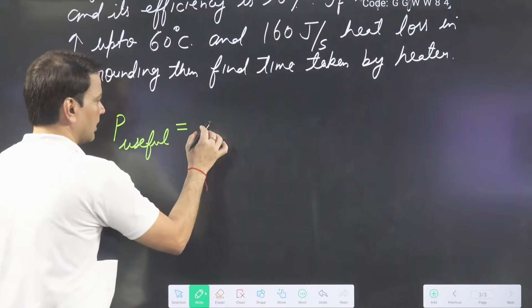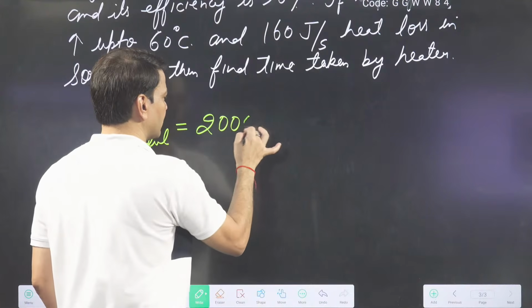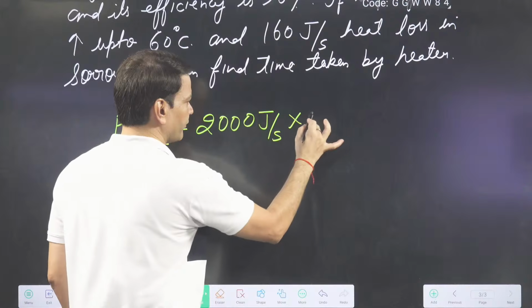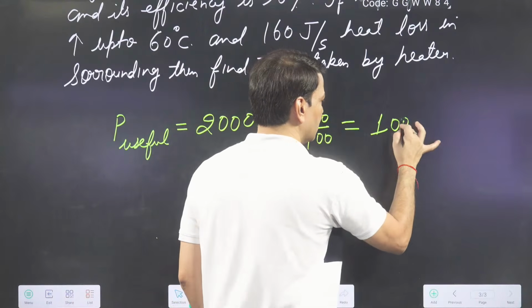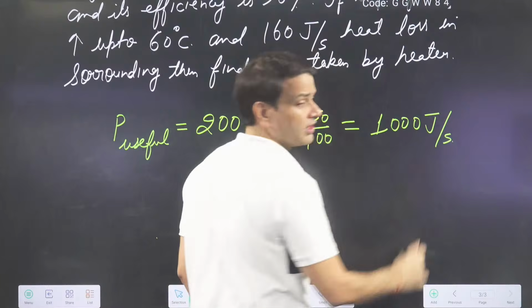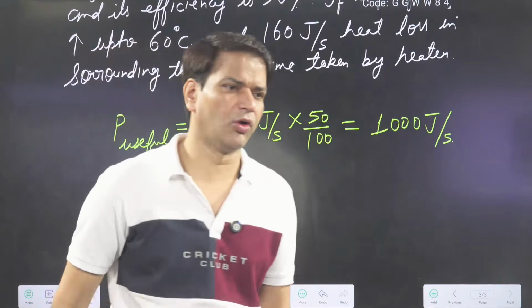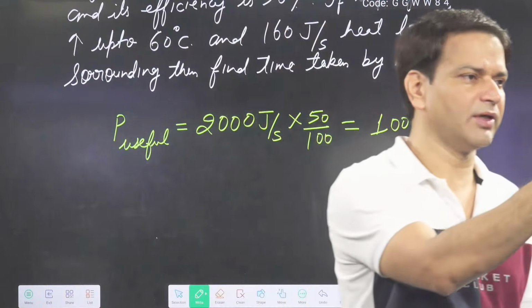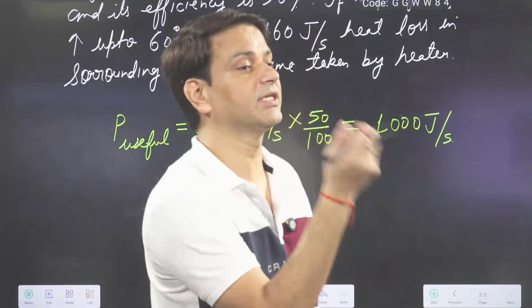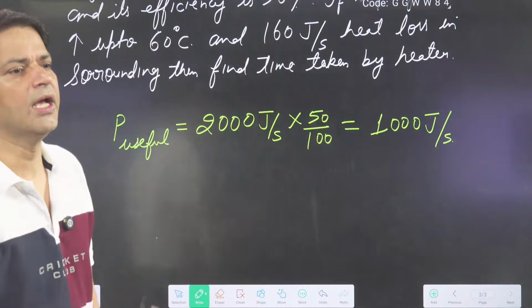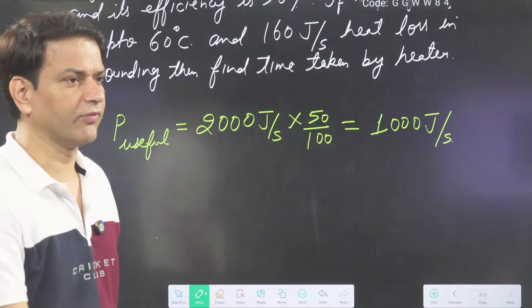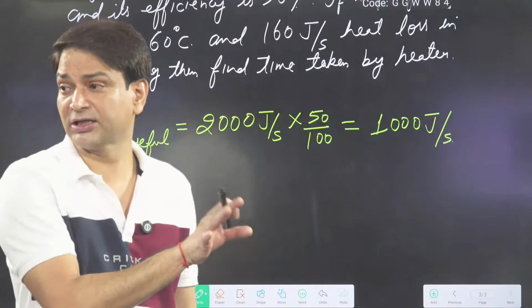That is equal to what? 2 kilowatt means 2000 joule per second into 50% means into 50 by 100, so you will get 1000 joule per second. It means useful power will be only 1 kilowatt. We can say it directly, but I have just shown, suppose they have not given a percentage like 25% or 75%, how to calculate. Okay, so 50% means directly we can say 1 kilowatt. So this much is the useful power.